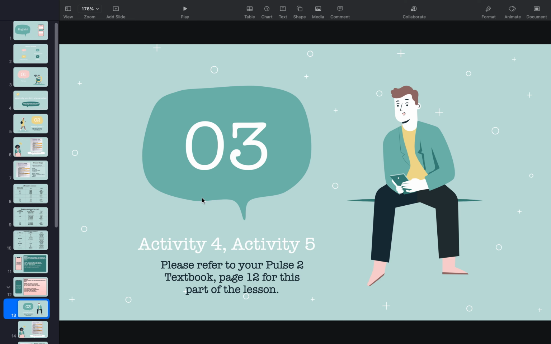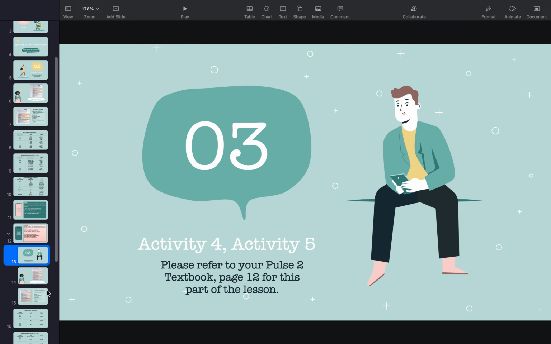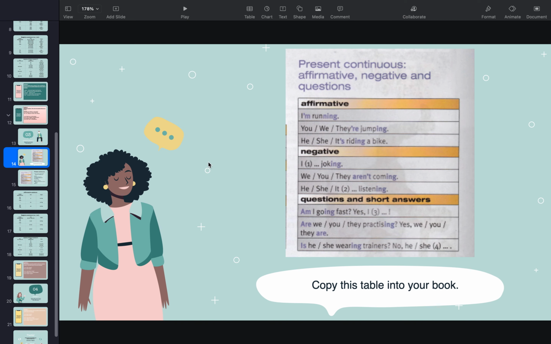Okay. Now, number 3. Activity 4, activity 5. Same as always, same as previous section. Please refer to your Pulse 2 textbook, page 12 for this part of the lesson. Sama macam tadi, rujuk buku teks kamu, muka surat 12. Okay, apa kita nak buat? Tengok ke sini. So now, if you look carefully on page 12, there's another table. Ada lagi satu jadual kan?